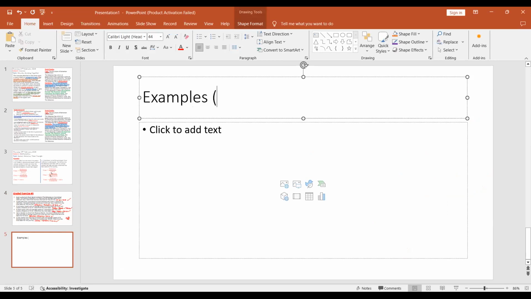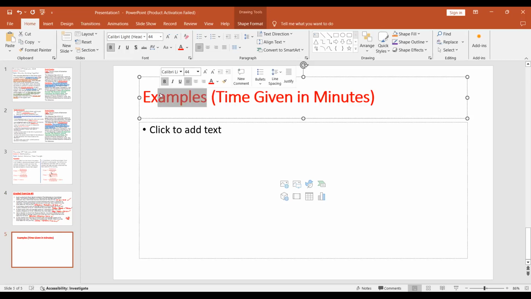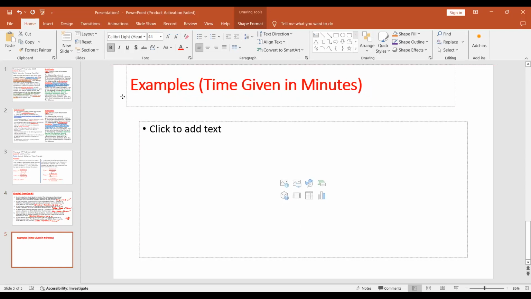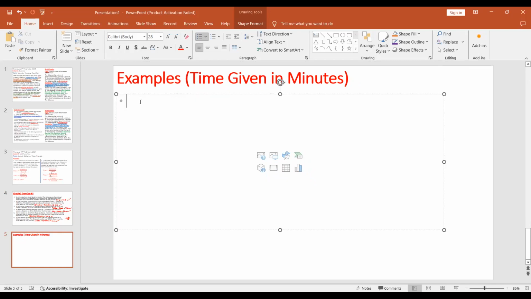So for these examples, time is given in minutes. We need to figure out the average speed when the time is given in minutes. It should be an easy one. The only thing is that it could get a little bit interesting, but it should be easy. So find the average speed.